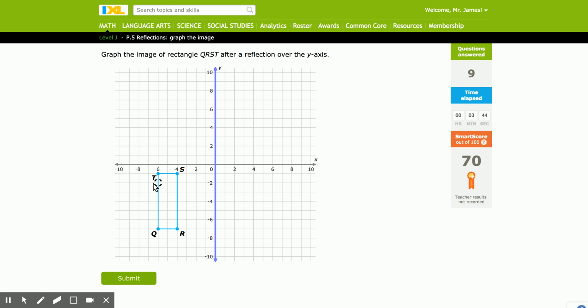All right, for the first time now we're asked to do more than just reflect a point. We're asked to reflect a quadrilateral in this case. All we're doing is we're going to move each of these 4 points on the other side of the line at the same distance that they are right now. So I've got Q, R, S, and T. Q is 6 spots away. R is 4 spots away.